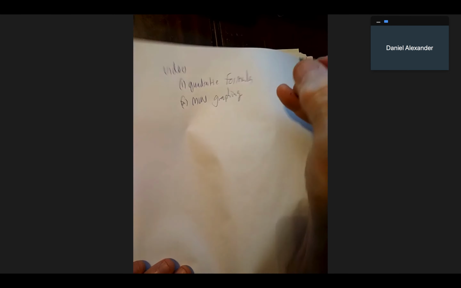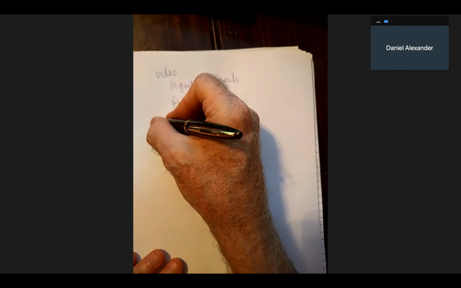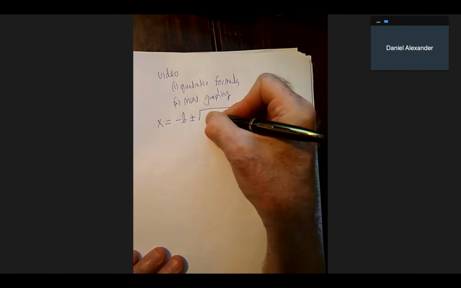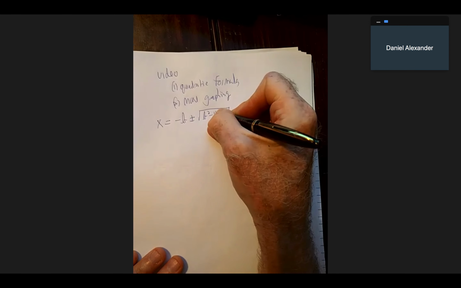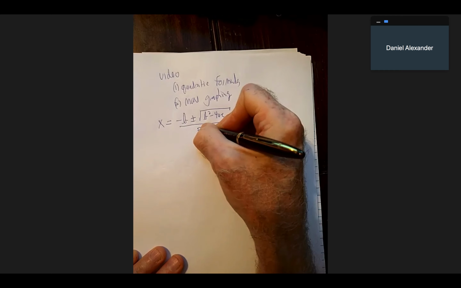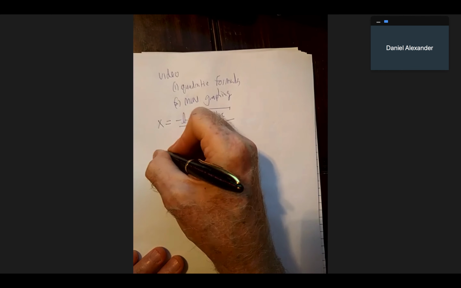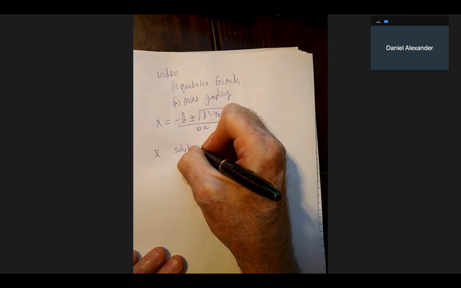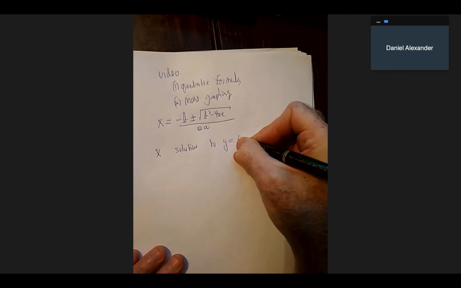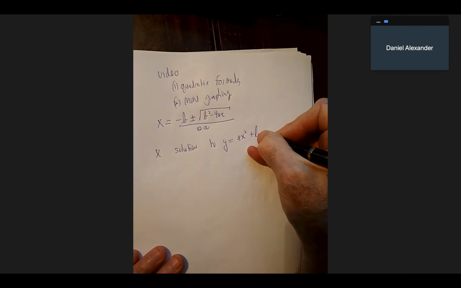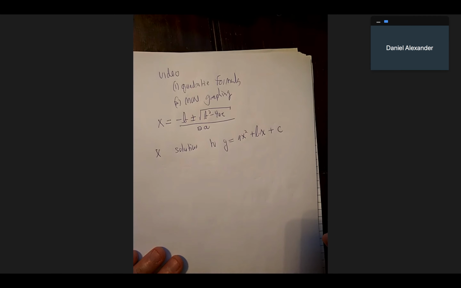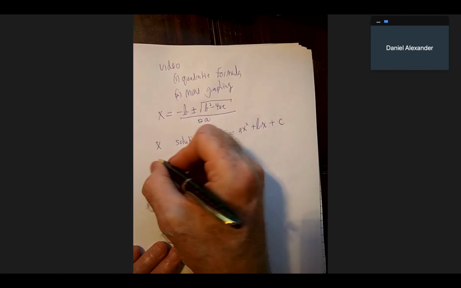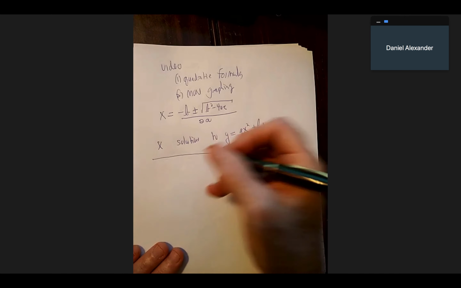Okay, now the quadratic formula, you may remember from the past, or if you don't, that's fine, is this, and I'll tell you what this means. So that is the quadratic formula, and what it does is it gives the x, which are the solutions to y equals ax squared plus bx plus c. Okay, so let's start with an example, just to make sure we understand. We'll do a couple of examples really quickly.